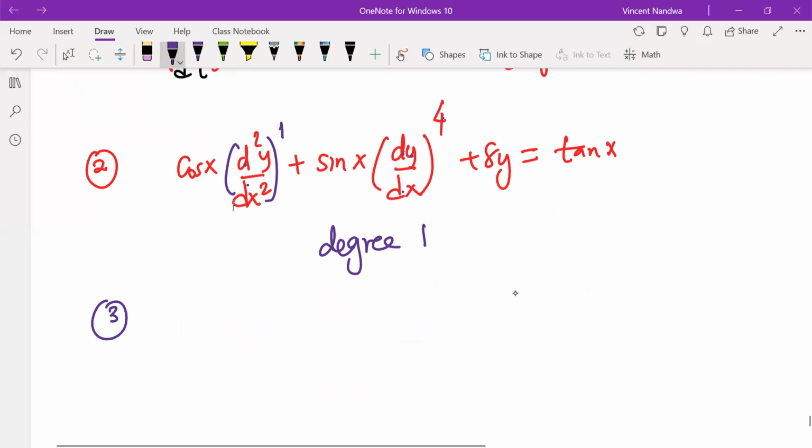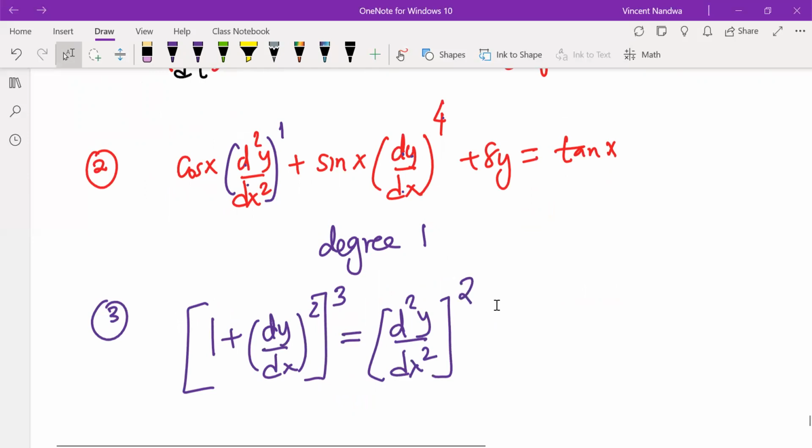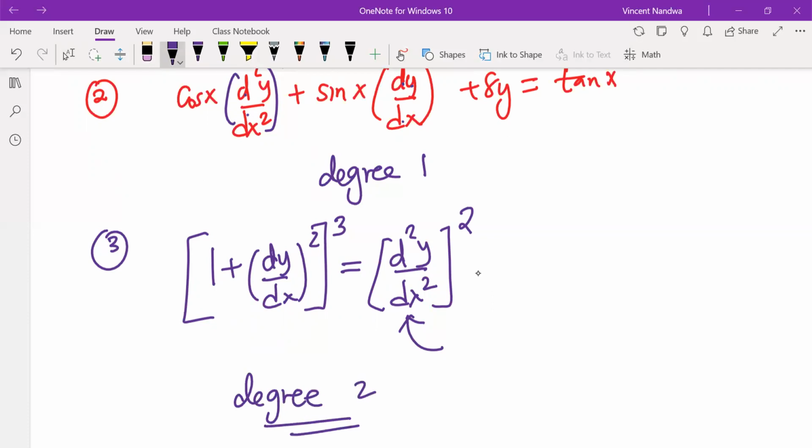Number 3, if we have (1 plus (dy/dx) squared) to the power 3 equals (d squared y/dx squared) to the power 2, then since this is the highest derivative and its power is 2, this is a differential equation of degree 2. Next session we'll discuss the third classification, according to the linearity of a differential equation.